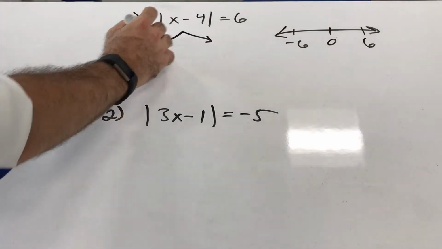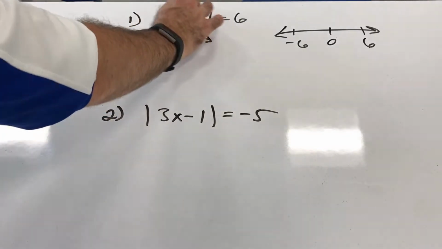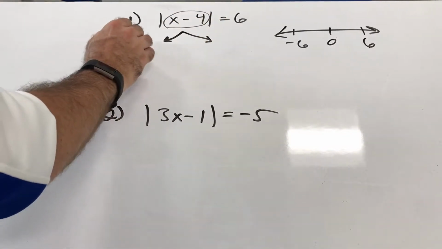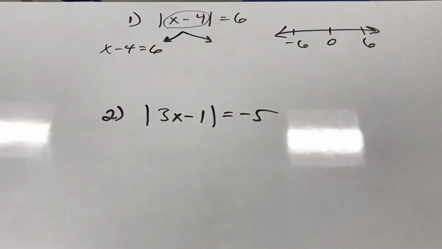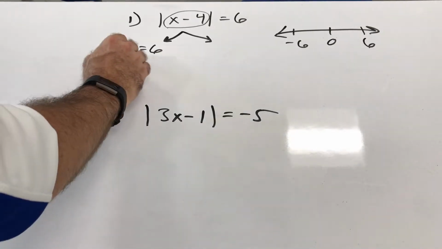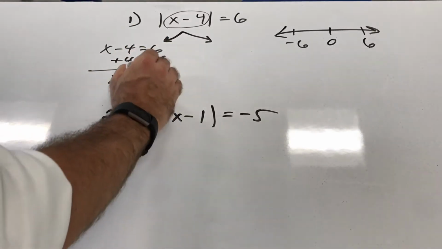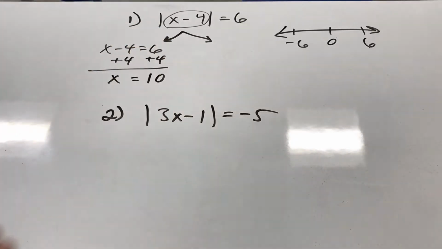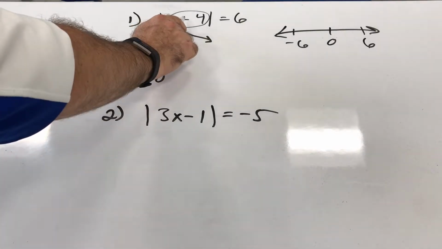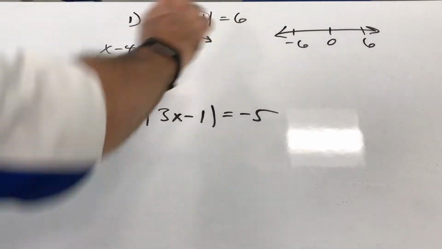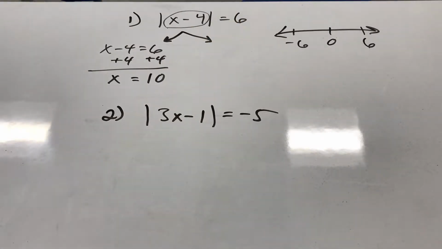So I'm going to solve my first one. I'm going to take what's inside the absolute value only and set it equal to the positive result, the positive side of 6. And then I'll solve that. I'm going to add 4 to both sides. I get x equals 10. When I check that, I get 10 minus 4 is 6. Absolute value of 6 is 6.